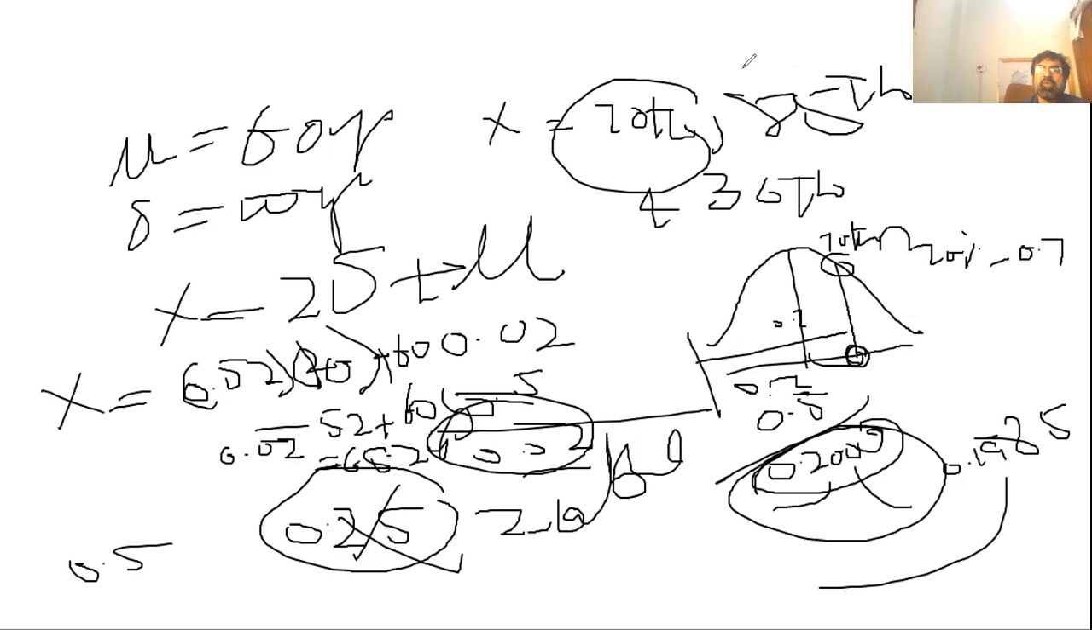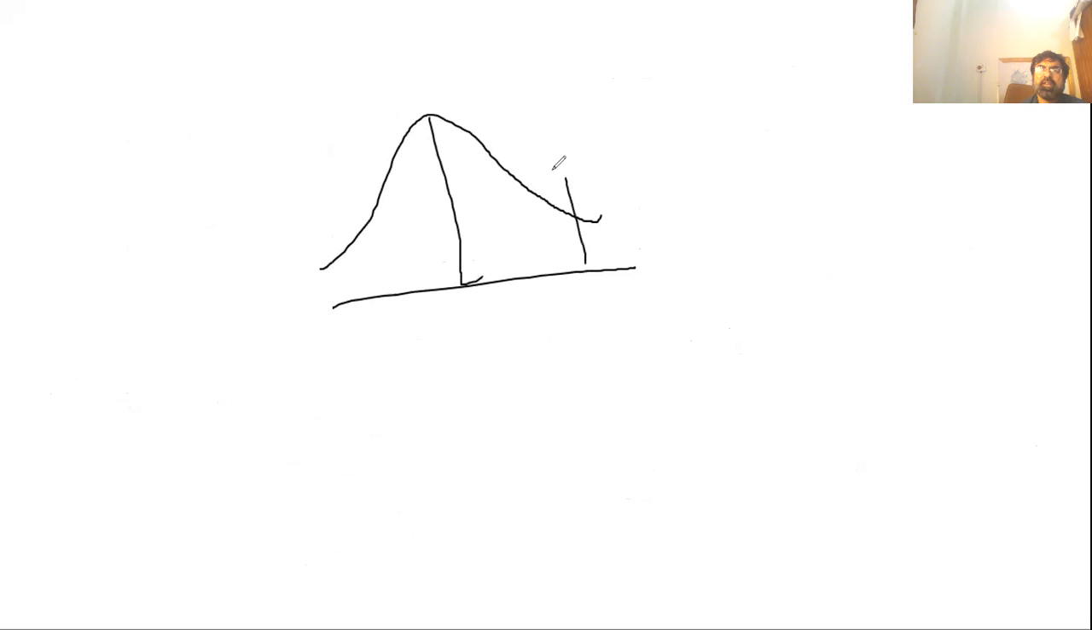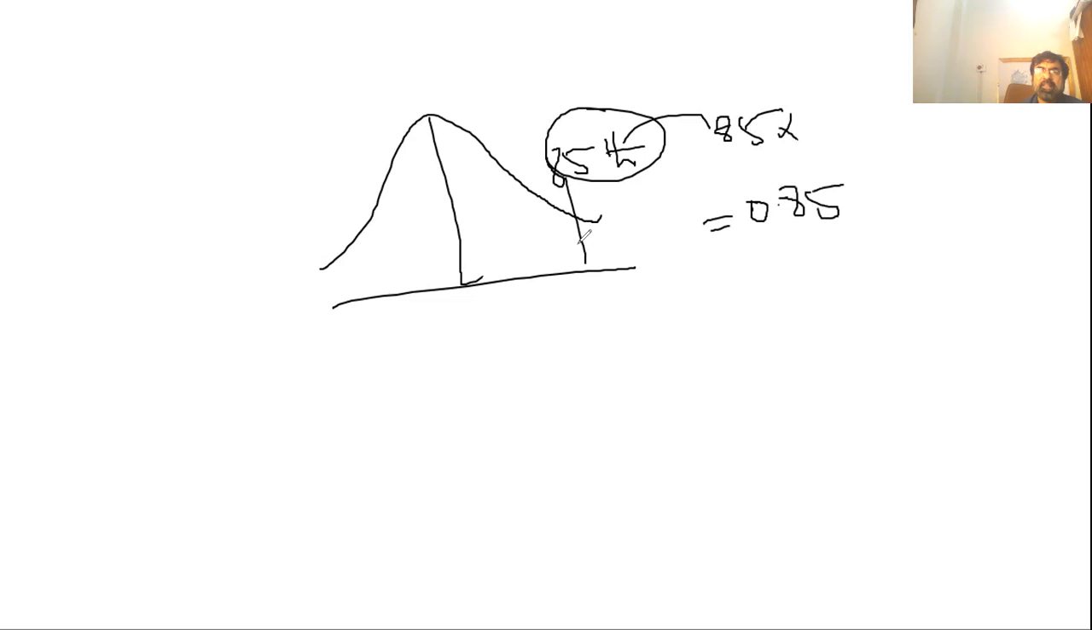Now let's go for the other one, for 85th. The 85th percentile will locate over here. What you have to do, first convert into percentage, then divide it by 100, so it becomes 0.85. And then you have to subtract 0.5 so that you can get an area from here to here to calculate the Z-score and then the X. And this will become 0.35.